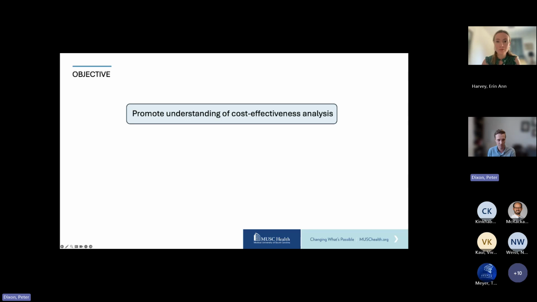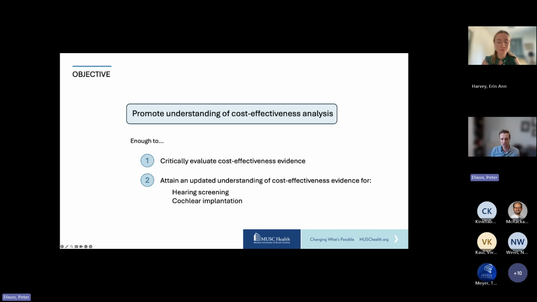My goal today is to promote an understanding of cost effectiveness analyses and to give you enough knowledge to not only critically evaluate the evidence, but also to understand some of the existing evidence in hearing health. I'm going to focus mainly around one paper, a model of hearing screening cost effectiveness, to help illustrate all the points along the way. But we'll also talk a little bit about cost effectiveness of cochlear implantation. These are probably the topics that receive the most focus in cost effectiveness studies in hearing health.